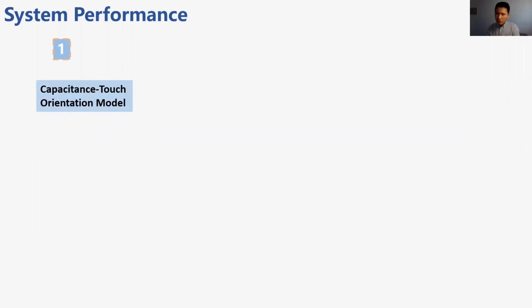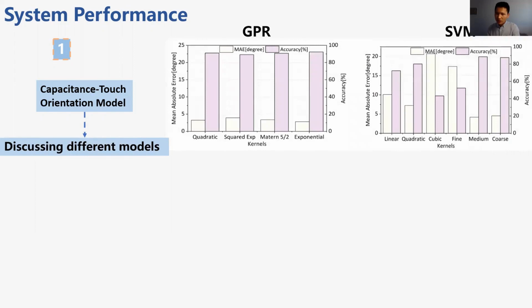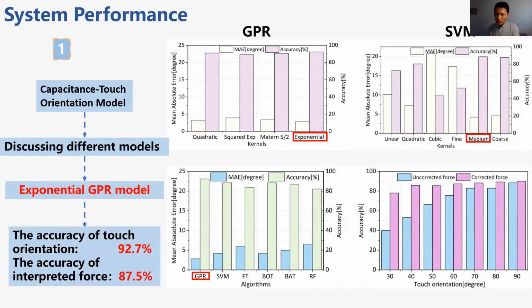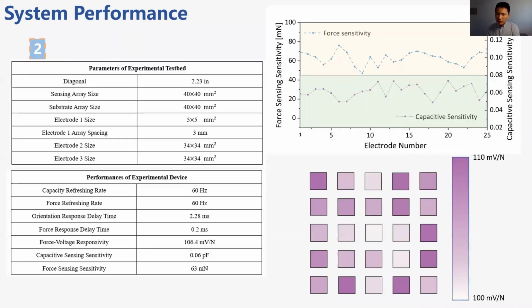In order to establish the relationship between capacitance change and touch angle, we discussed several commonly used machine learning models, and also discussed their performance using different kernel functions. The final results show that the Gaussian regression model with the exponential kernel performs best in terms of angle prediction accuracy, reached 92.7%. And the final overall force accuracy reached 87.5%. The above table is the geometric parameters of the touch panel we built.